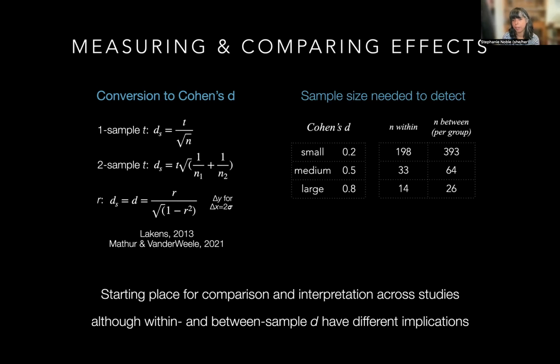Notice that these have different implications for the number of subjects that you would need. For example, for a small Cohen's d effect size, you actually need 4 times the overall number of subjects across both groups for a between subject design as for a within subject design to detect this with 80% power. But with all that in mind, we are going to use Cohen's d moving forward.